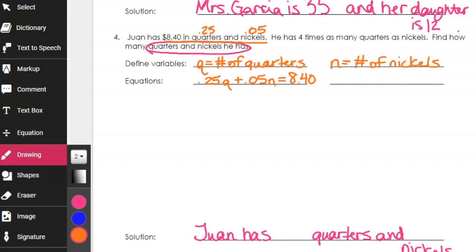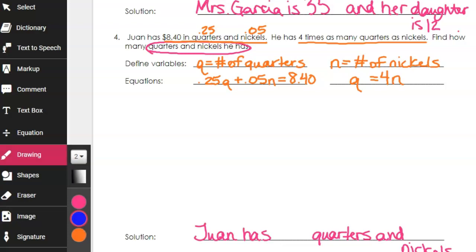Now, it also goes on to say that he has 4 times as many quarters as nickels, and these are always a little confusing. If he has 4 times as many quarters, that means he has more quarters, right? That means that in order to get these two to be equal, you multiply 4 by the smaller number, by the nickels. So those are always a little confusing. If he has more quarters, then the other number is what you need to multiply by in order to get it to be equal to the bigger number.